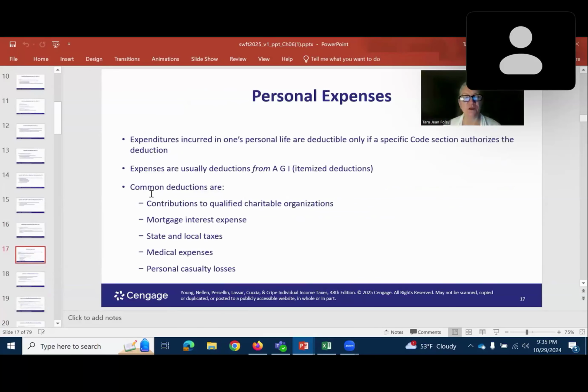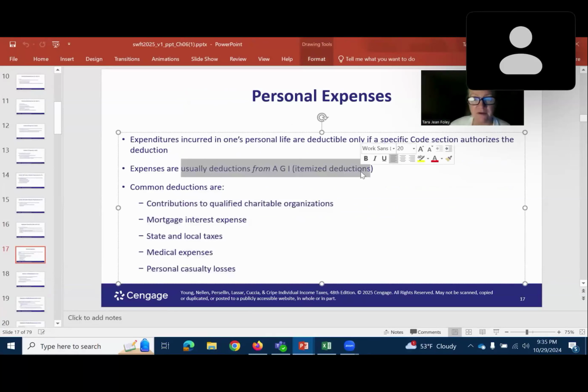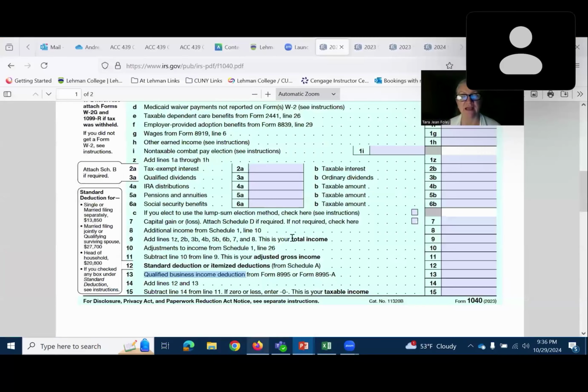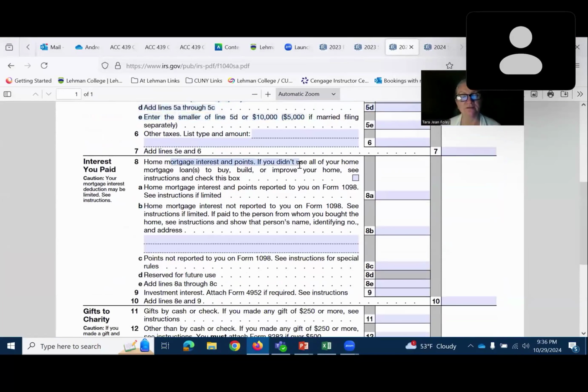Personal expenses. This is where we get to our Schedule A from AGI. Now, there are some personal expenses that you will see on Schedule 1, like your student loan interest expense. That's a personal expense. It's on your Schedule 1. But the majority of what you can get personal expenses for are on from AGI, which is your Schedule A. Your medical expenses, taxes that you've paid, your property taxes, mortgage interest or points.